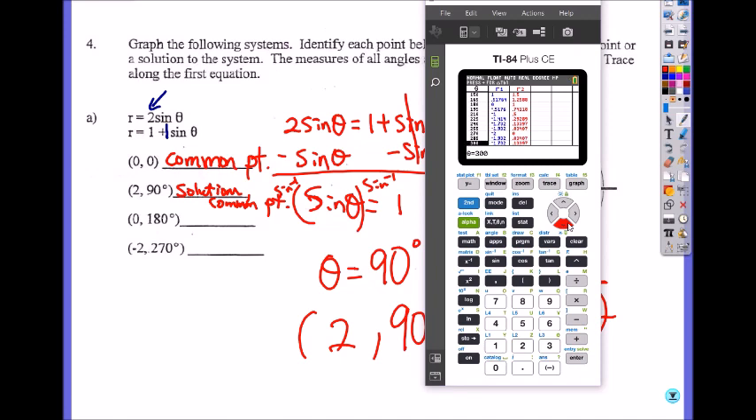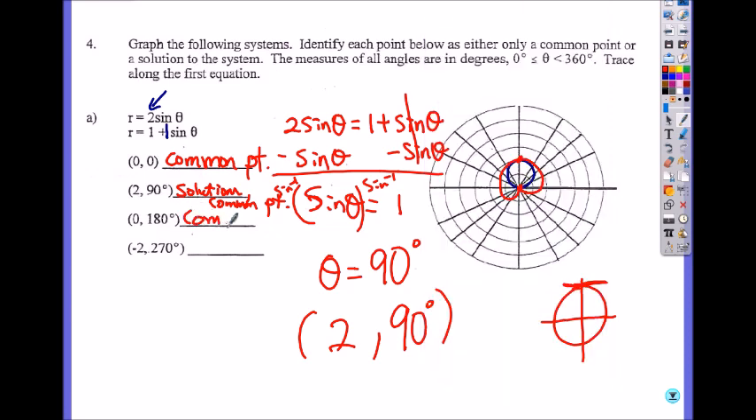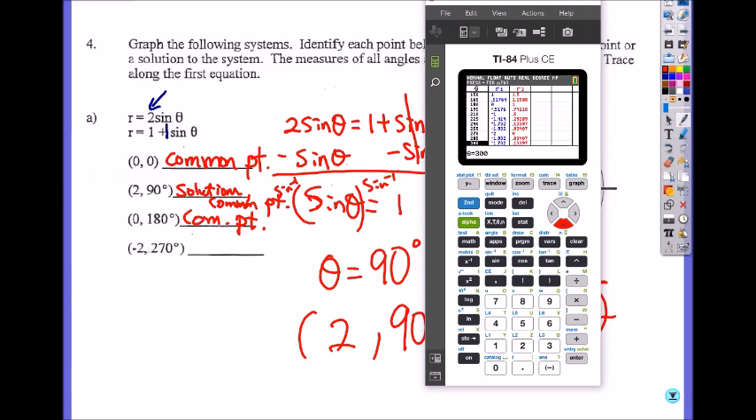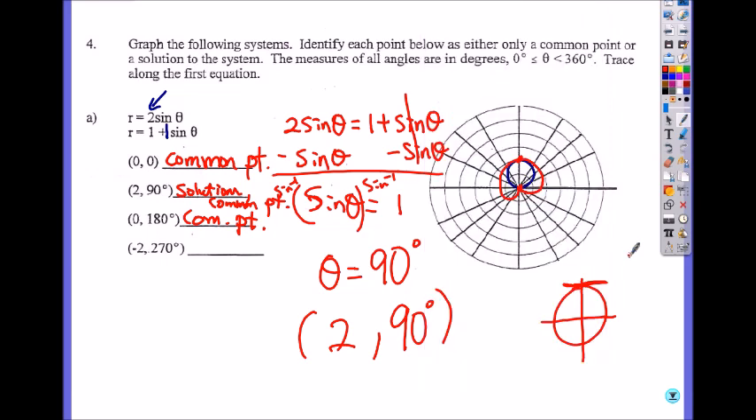What about 180? Yes, right? Just for the first equation. So this is also a common point. What about 270 and negative 2? We have to go, oh, yeah, right here. You see 0? Is it also a common point? Yes. But let's see. -2, yeah, 270, but -2 here. That's also a common point.